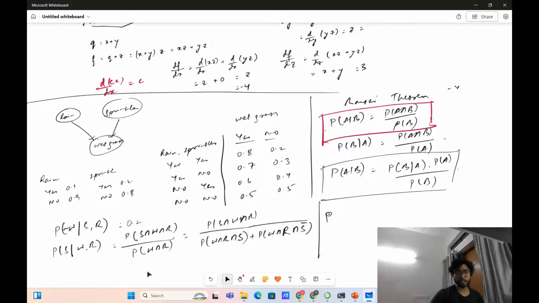Or in other way, you can see the probability that wet grass and rain is happening. Okay, both are true. It could be true that either sprinkler is on or sprinkler is off. So what is the probability that we get W and R with sprinkler on, and what is the probability that we get W and R with sprinkler off? That's only two possibilities, right?